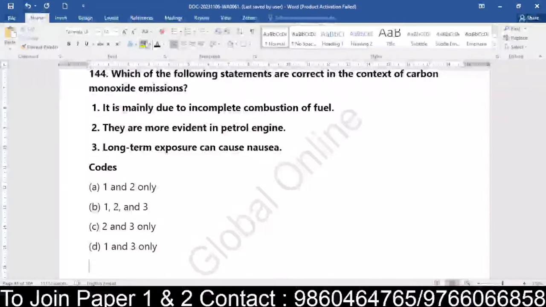So whether it is statements 1 and 2, or 1, 2, 3, or 2 and 3, or 1 and 3. Yes, everyone, which statement is correct with respect to carbon monoxide emissions?